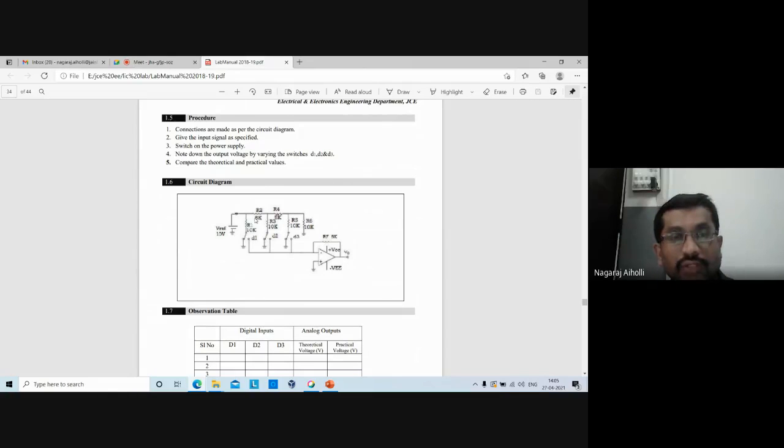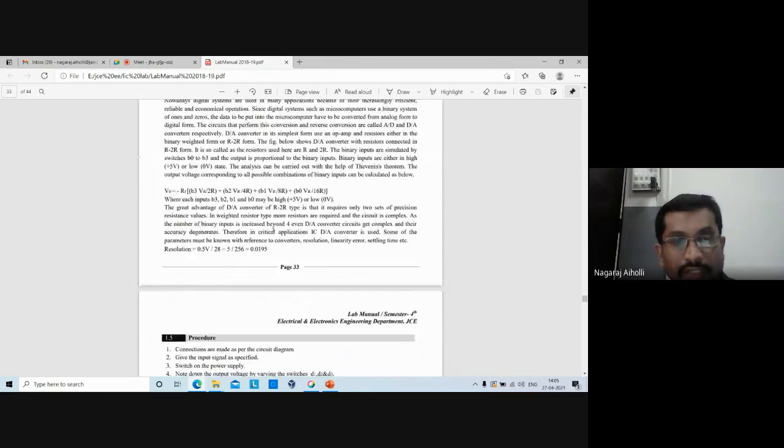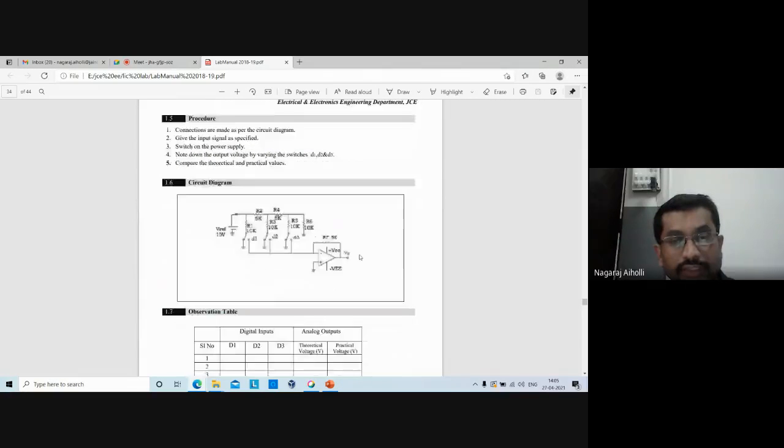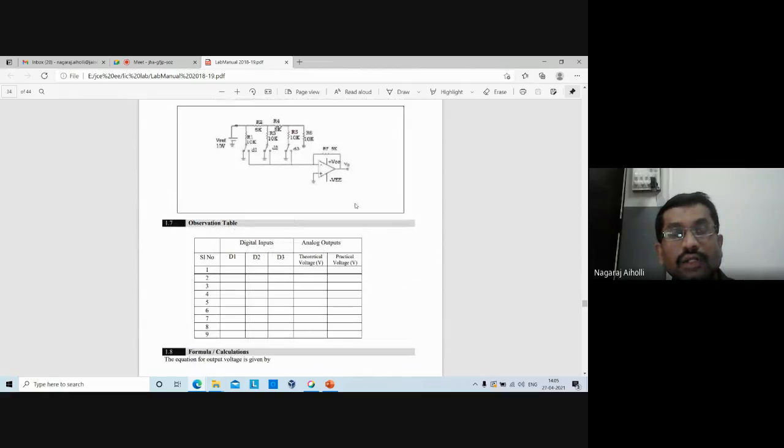Accordingly, you all substitute here in this formula, and depending on the bits, whether you're applying 0010 as the input digital signal, or you're applying 1111, or say 1101, whatever may be the digital input, that is converted into analog output voltage. And hence the name given to this circuit is digital to analog converter.